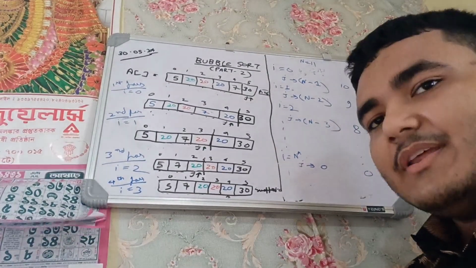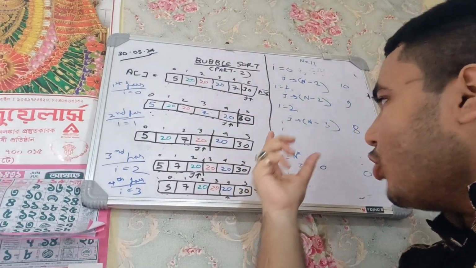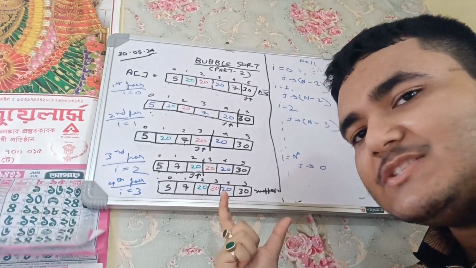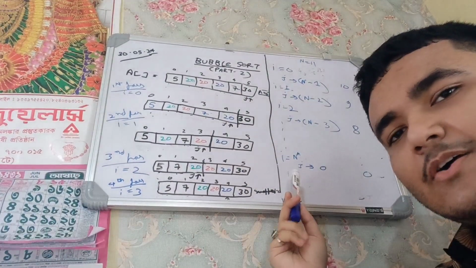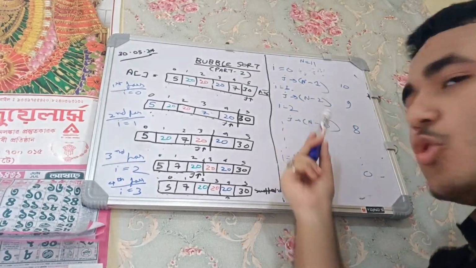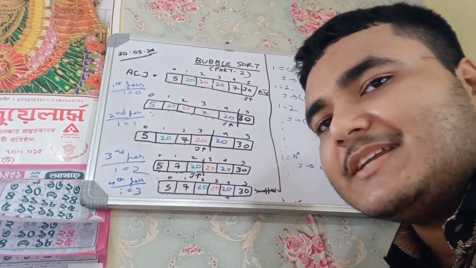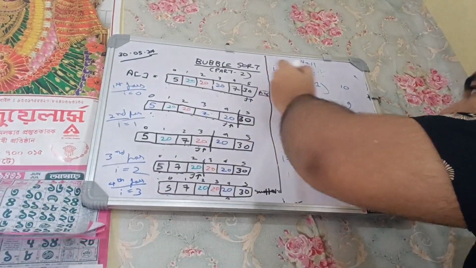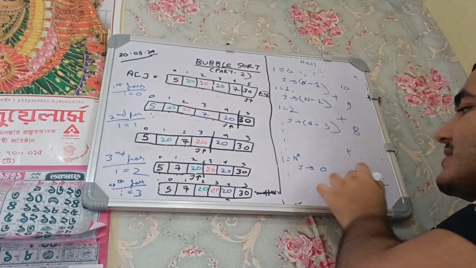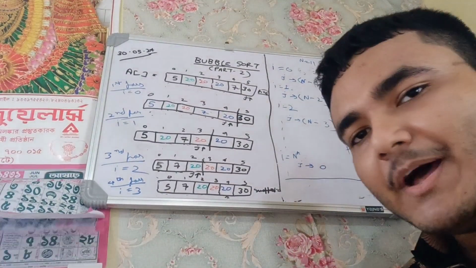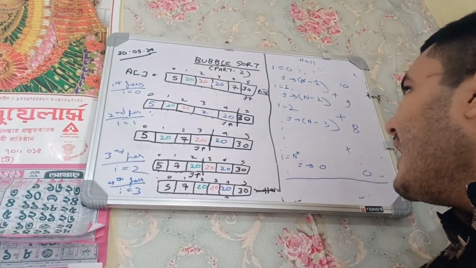Now, can we say that the total comparisons we are making is the sum of all these comparisons we are doing? The total comparisons we are making, till the array is getting sorted, is the sum of all these, right? We are adding all this. We can get the total number of comparisons we are making.